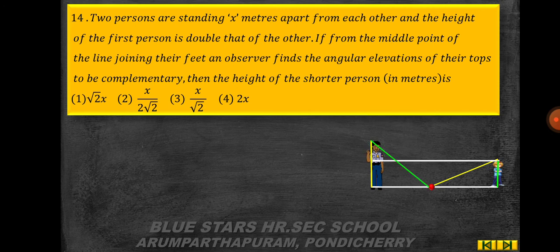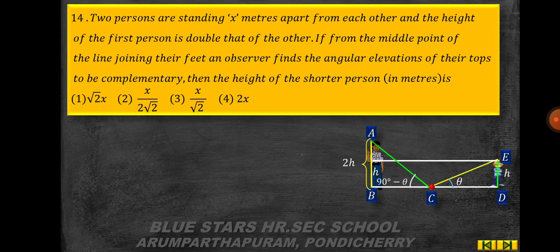At the middle point, you just join the point of the two persons. The height of the first person is AB and the height of the second person is ED. So the midpoint is C. The angle is theta. Here it is 90 degrees minus theta. The height of the second person we don't know, so H. The height of the first person we also don't know.